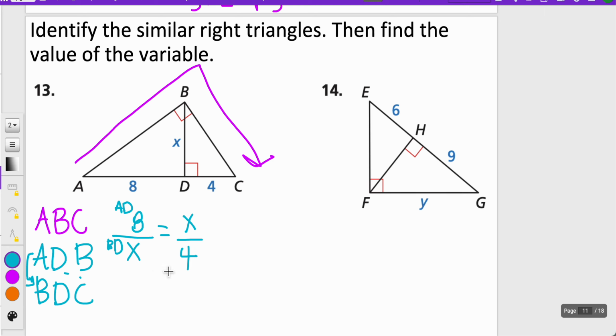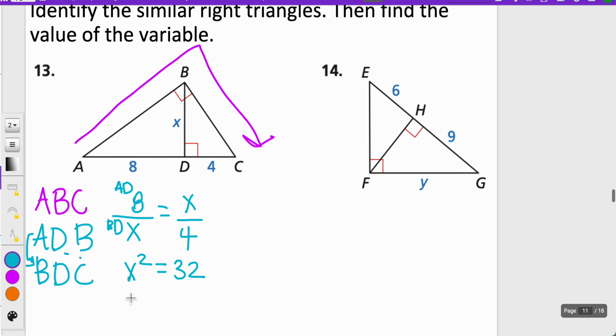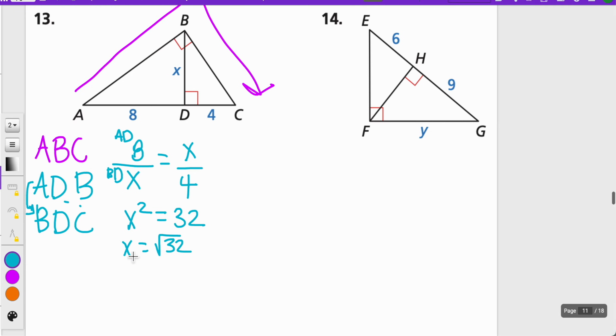Now this looks kind of crazy because you have two x's. So when I cross multiply, I'm going to get x squared is equal to 32. But then I would just find the square root of that. So x is equal to the square root of 32. But then breaking down that further, square root 4, square root 8, or no, even better, let's do square root 2, square root of 16, which would give me 4 square root 2, or about 5.7. Okay.